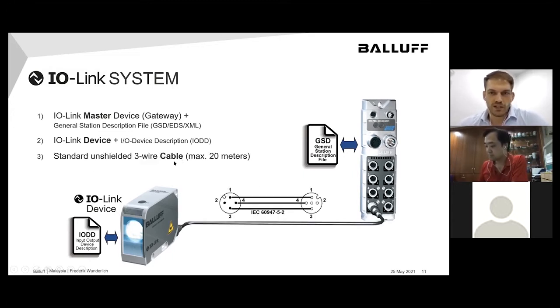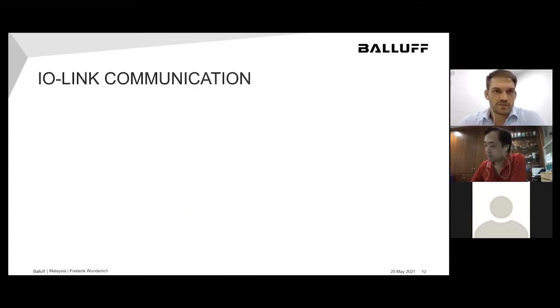In IO link, everything works with a standard, unshielded 3-wire cable. The maximum length is actually 20 meters, but very important to know is that we use a very, very easy standard cable. So this still looks very easy and not too much different from your existing layout, maybe. So what exactly is the difference? What is IO link actually doing in the background?